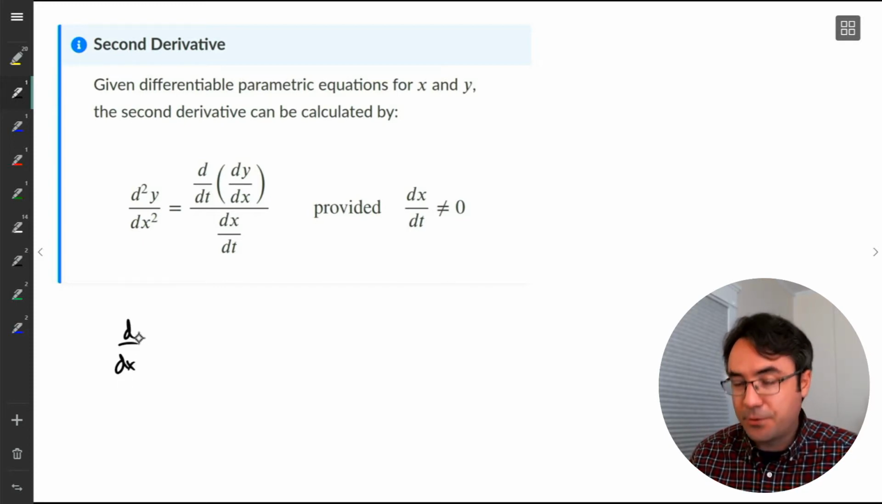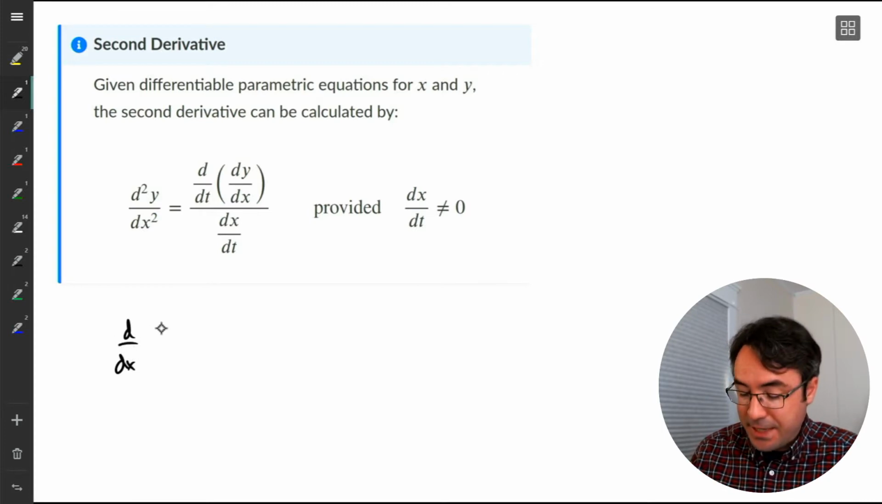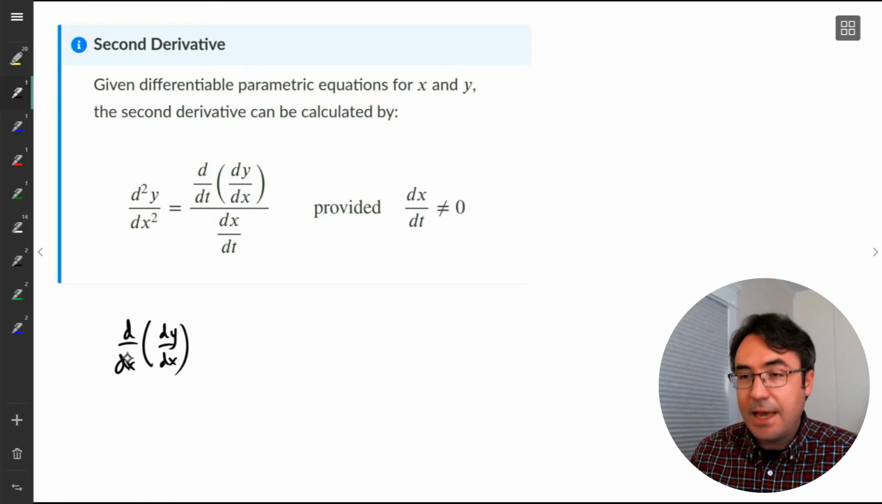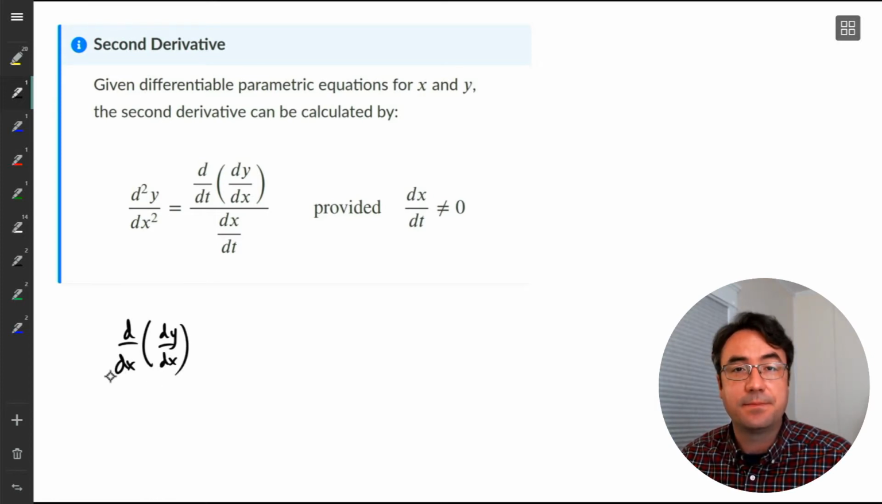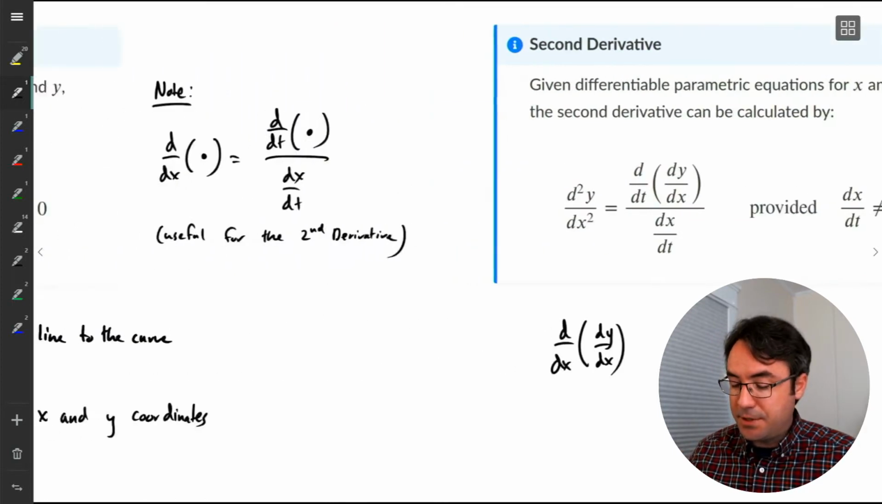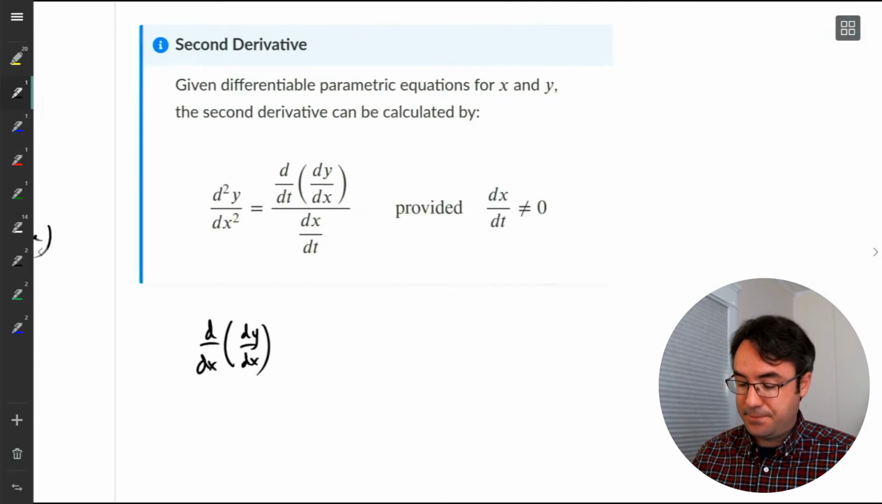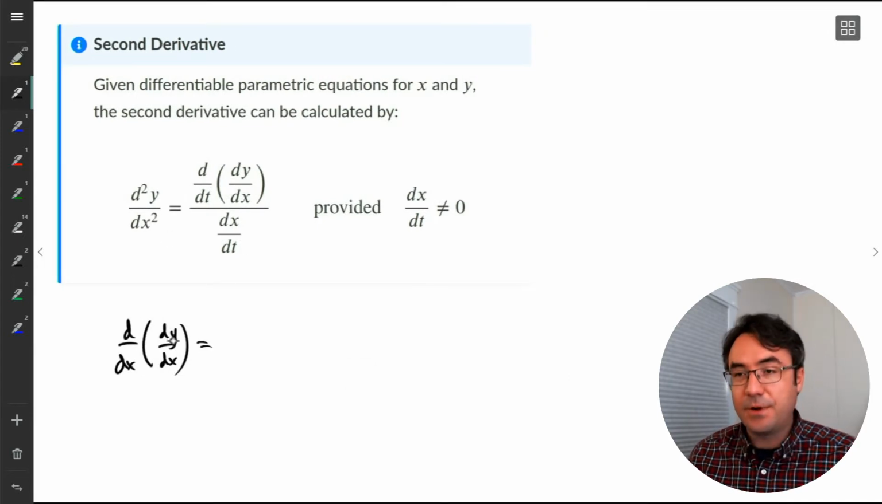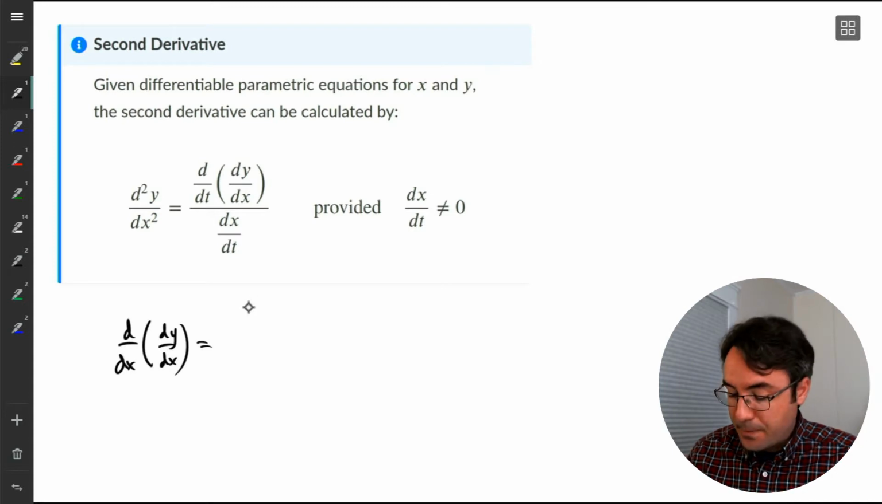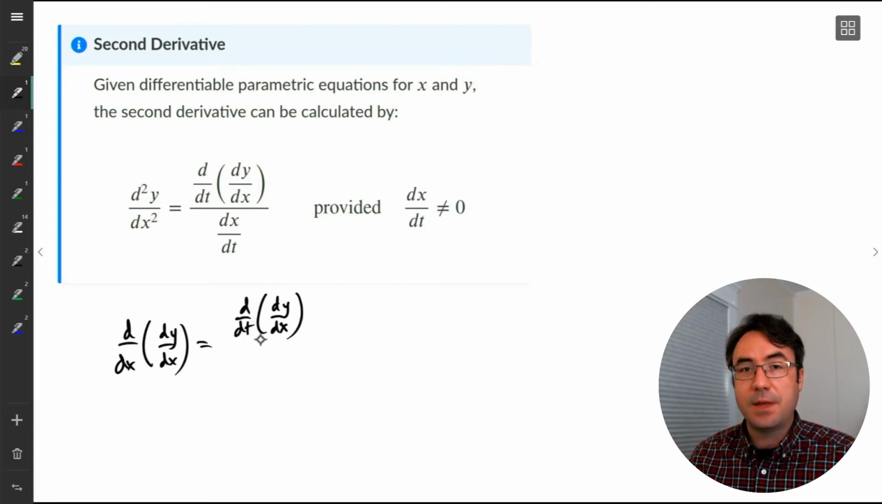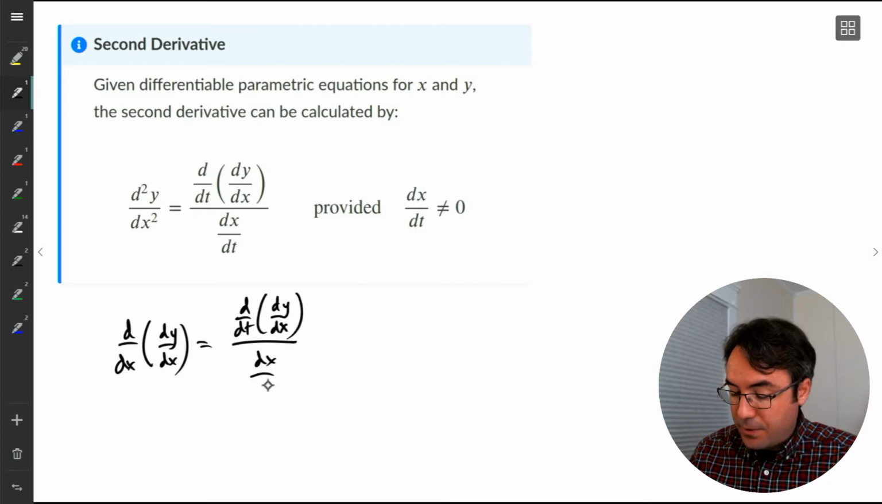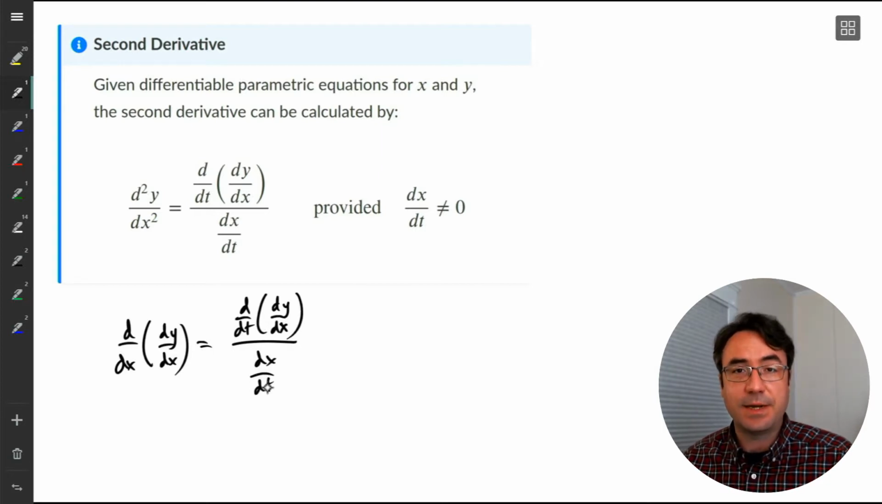Well, the way we calculate the second derivative of y with respect to x is we take our first derivative, dy/dx, and we differentiate it with respect to x again. And this is where that little note about our first derivative comes in. If we have something that we want to differentiate with respect to x, we take that thing, differentiate it with respect to t, and then divide by dx/dt. So in this case, we take dy/dx, first differentiate it with respect to time, and then divide by the derivative of x with respect to t.